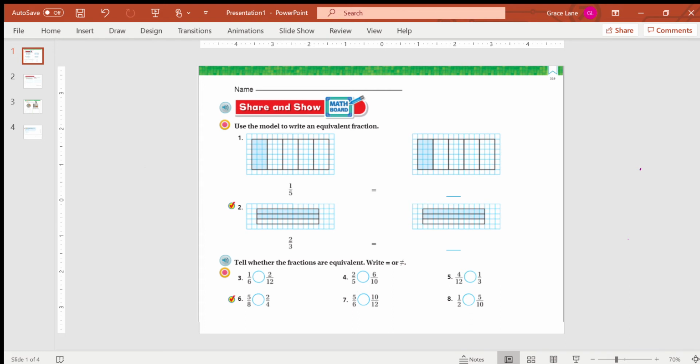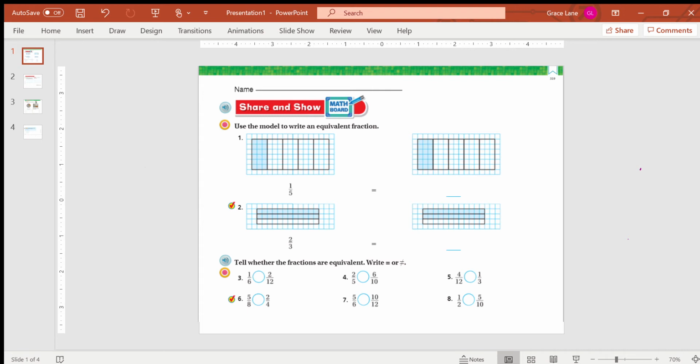We are officially starting chapter 6 today. So go ahead and find your new math journal. We're on volume 2 now, and we're on page 329. We are going to be talking about equivalent fractions.